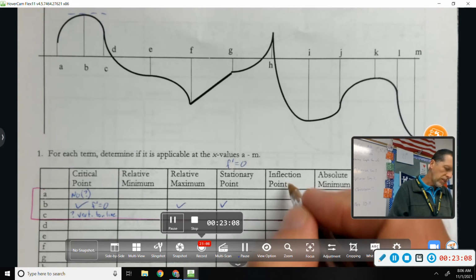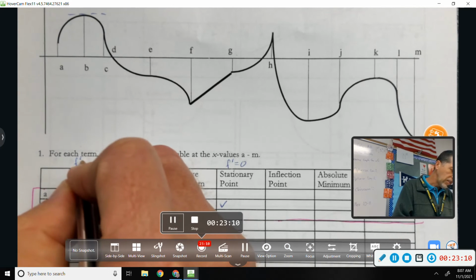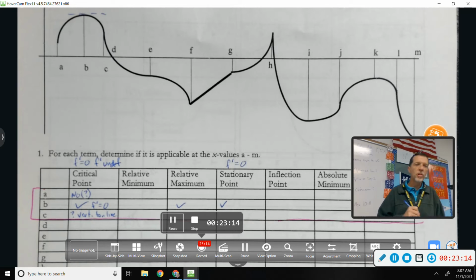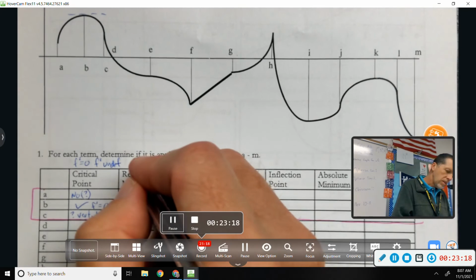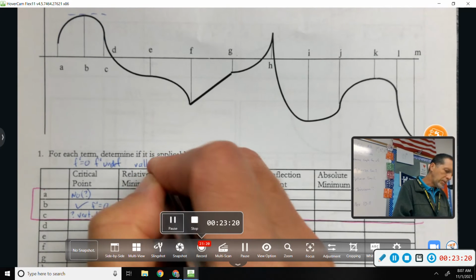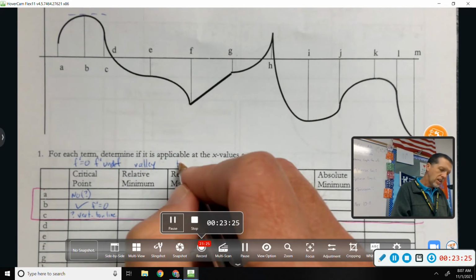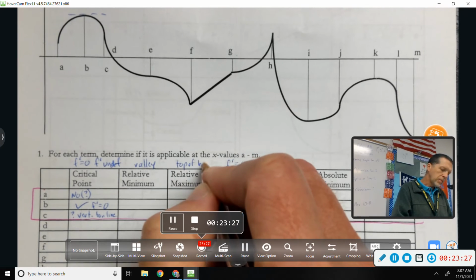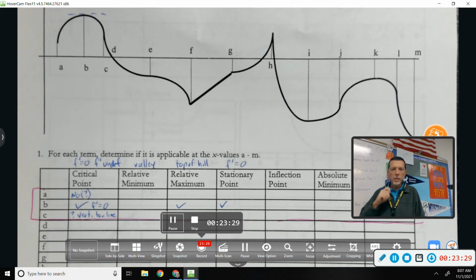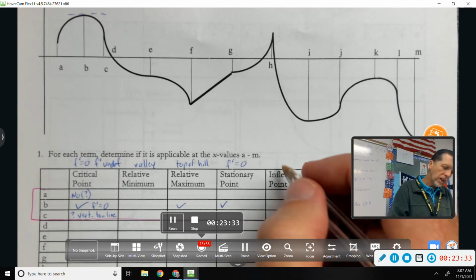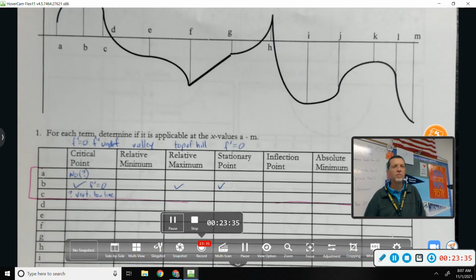Inflection point, you know what, let's back up here. We should have done this from the get-go. The critical point is f prime equals 0 or f prime undefined. Relative minimum, that would be at the valley, the bottom of the valley. Relative maximum, top of a hill. Stationary points, f prime is 0. Inflection point, what's the summary for what an inflection point is? Change in concavity.